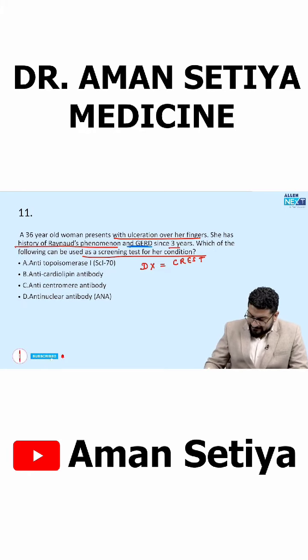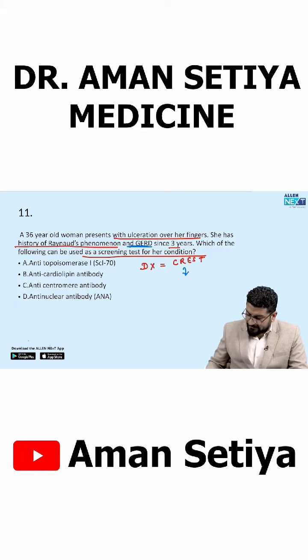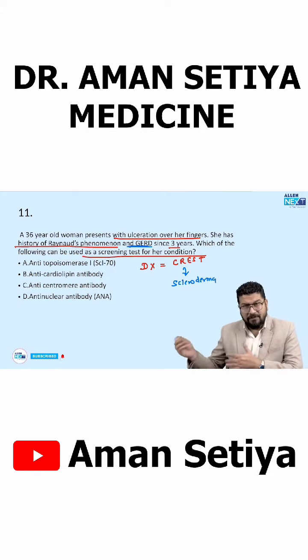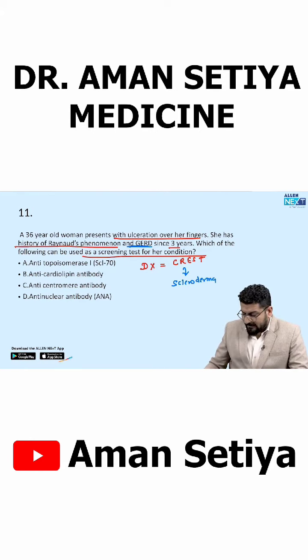So in this, I have two hints: there is Raynaud phenomenon, and there is esophageal dysmotility that is leading to GERD. CREST syndrome is seen in scleroderma. In scleroderma, we have different types, like the systemic form called systemic sclerosis, and then the localized version called CREST syndrome. So understand this CREST scleroderma, and how we screen for it.